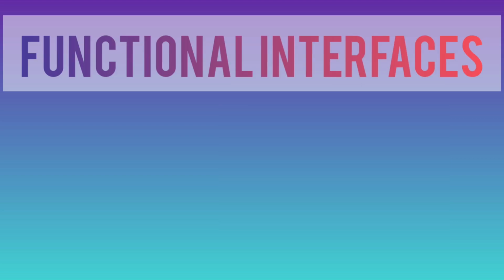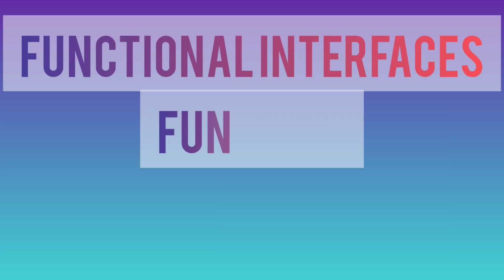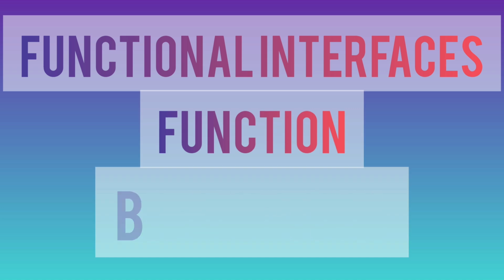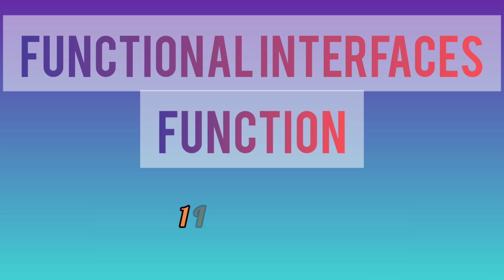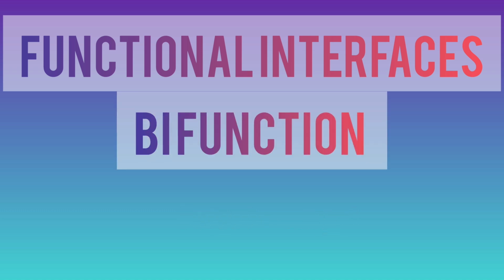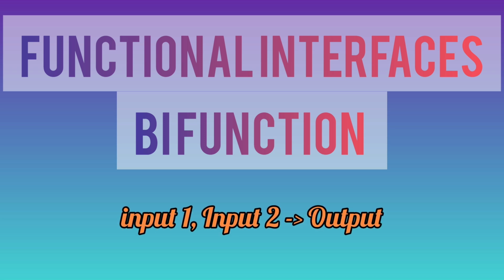Today we are going to be discussing two powerful functional interfaces in Java, Function and BiFunction. A Function is a functional interface that takes one argument and returns a value of a specified type. Whereas a BiFunction, as the name suggests, takes two arguments and returns a value of a specified type.